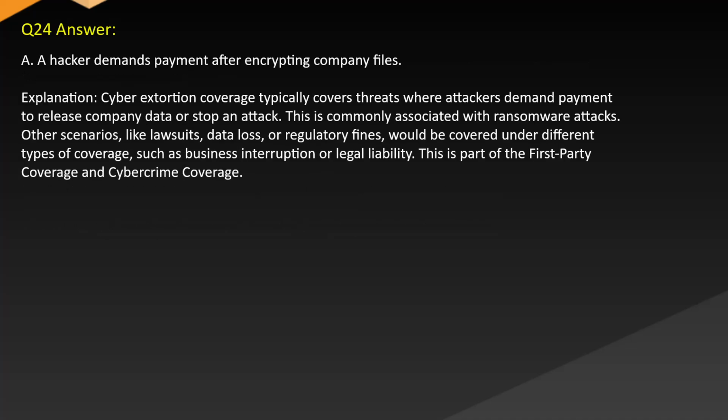Answer A. A hacker demands payment after encrypting company files. Explanation. Cyber extortion coverage typically covers threats where attackers demand payment to release company data or stop an attack. This is commonly associated with ransomware attacks. Other scenarios like lawsuits, data loss, or regulatory fines would be covered under different types of coverage, such as business interruption or legal liability. This is part of the first-party coverage and cybercrime coverage.